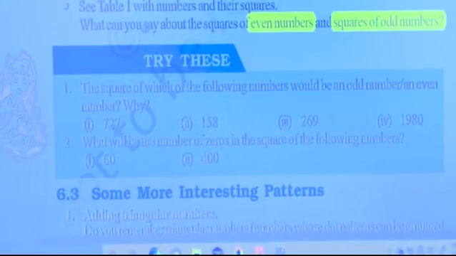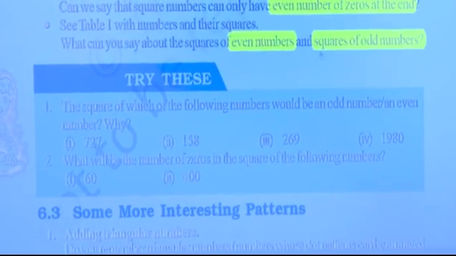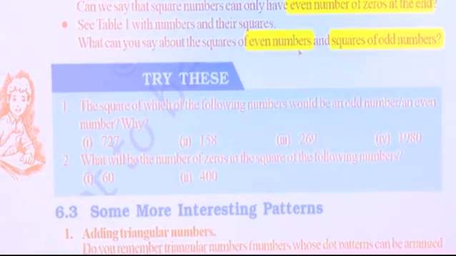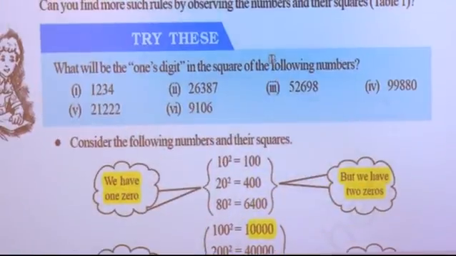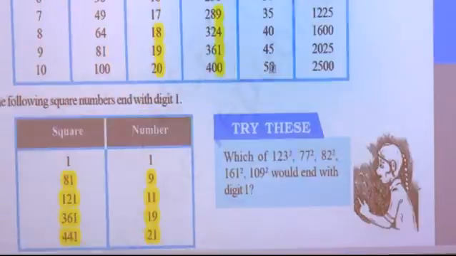We are back here to study squares and square roots. In the previous session, we had concluded at the question: what can you say about the squares of even numbers and squares of odd numbers? See table 1 with numbers and their squares. I had asked you to find out the conclusion of that. Let us see the conclusion.